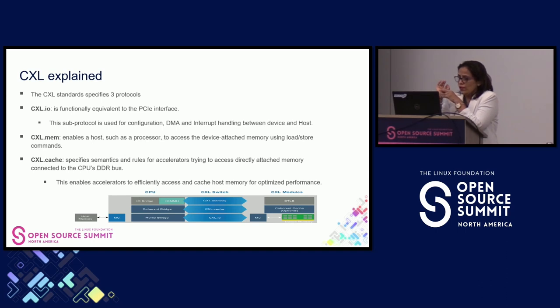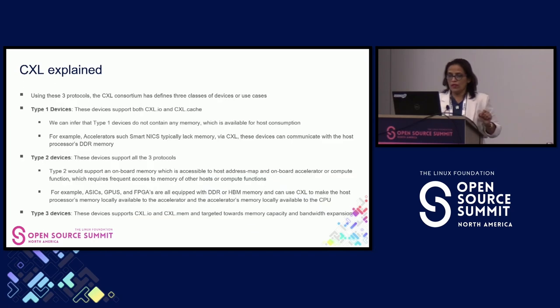Okay. So here, based on these three protocols, the CXL consortium defines different classes of devices or different kinds of use cases, particularly type 1, type 2, and type 3 devices. And these different types use particular sets of protocols. In the case of type 1 devices, they support the CXL.io and CXL.cache protocols. And when this combination is used, we can infer that type 1 devices do not contain memory which is available for host consumption. So basically, this combination works for accelerators such as SmartNICs, which typically don't have memory, and via CXL, these devices can communicate with the host as such.